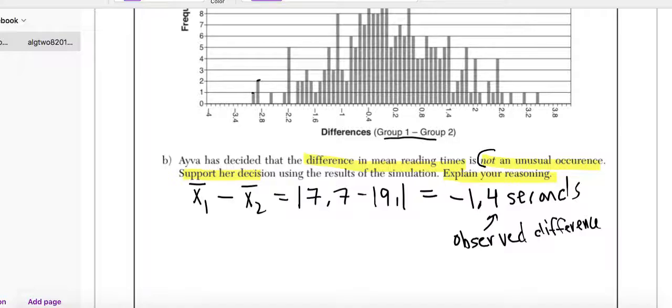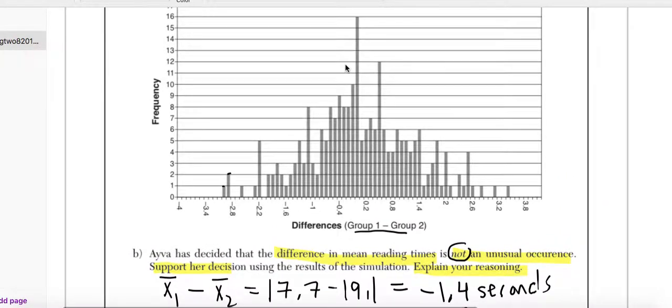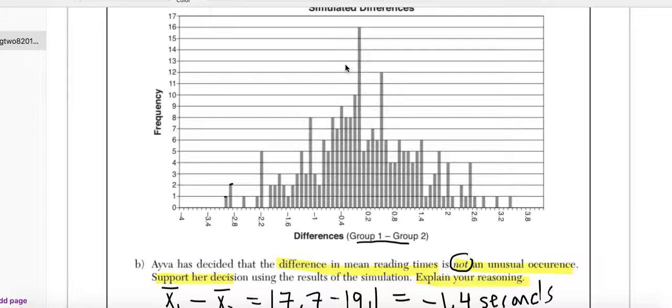So if it's not unusual, that means that it happened frequently enough in the simulation without the effect of the treatment that we don't have enough evidence to conclude that the energy drink is what caused group 1 to read faster. It could happen just by chance alone, just by randomly splitting any people into two groups, whether they get treatment or not. So statistically significant would have meant that it was rare, it was an unusual occurrence in the simulation, so it had to be due to the treatment.